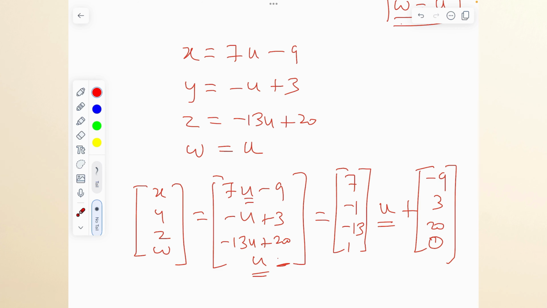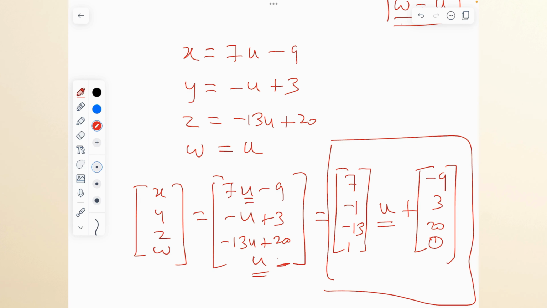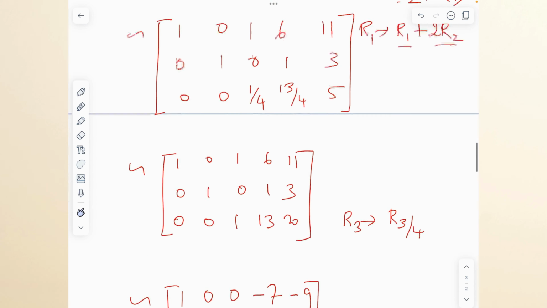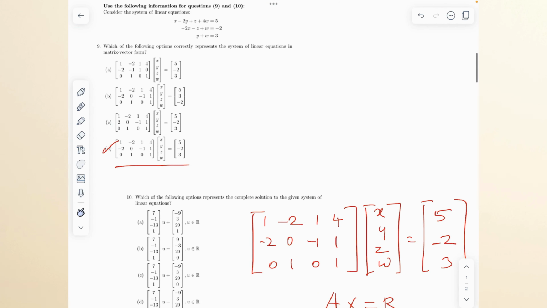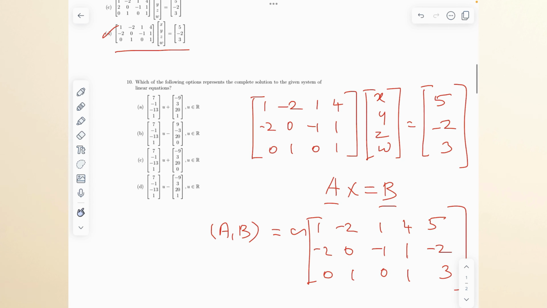I'll highlight it in the box. So this is the final answer. So which option satisfies this? We'll check and see. The option which satisfies that, definitely it is option C. Therefore option C is the correct answer.